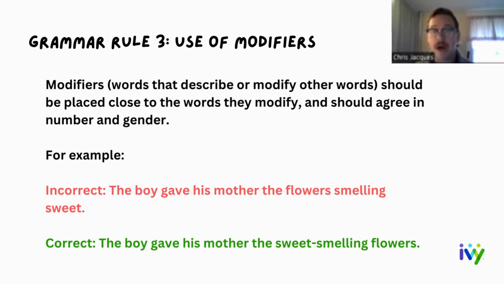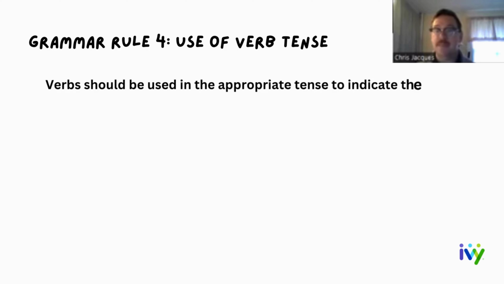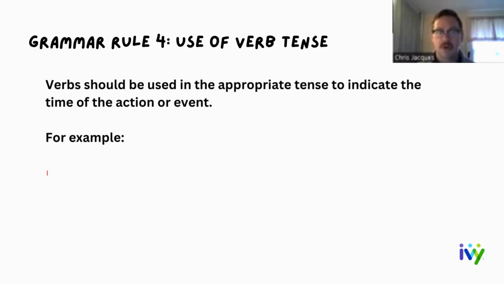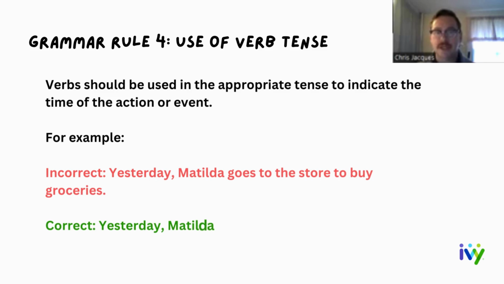Sweet smelling modifies flowers. All right, next we've got use of verb tense. So verbs should be used in the appropriate tense to indicate the time of the action or event. So as in present or past tense for the most part. Incorrect is our first one. Yesterday, Matilda goes to the store to buy groceries. Well, goes is present tense, but we're talking about yesterday. So we need to make it past tense. So our correct answer is yesterday, Matilda went to the store to buy groceries.